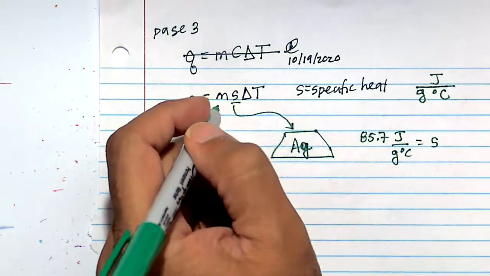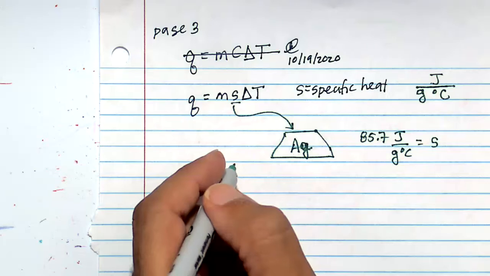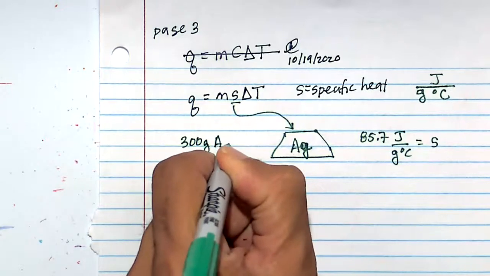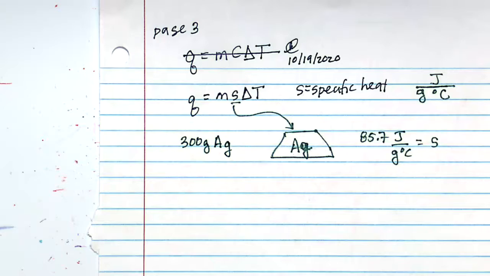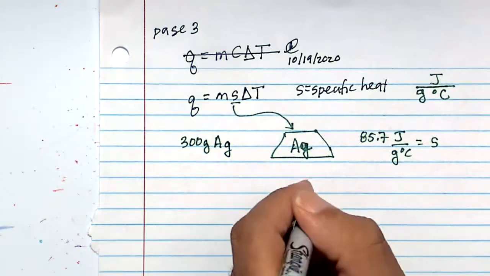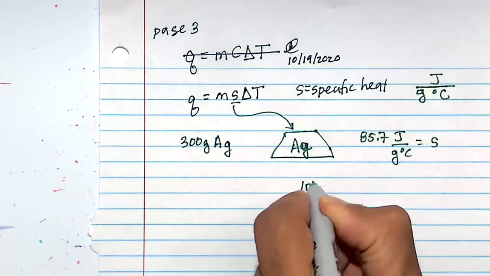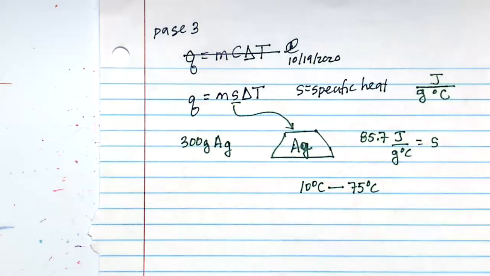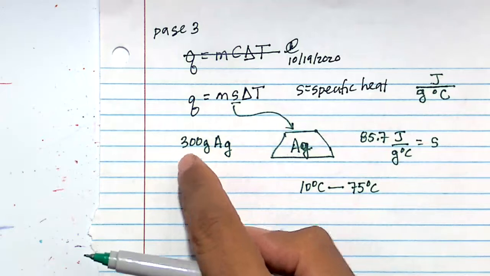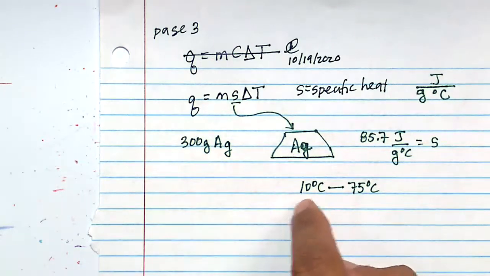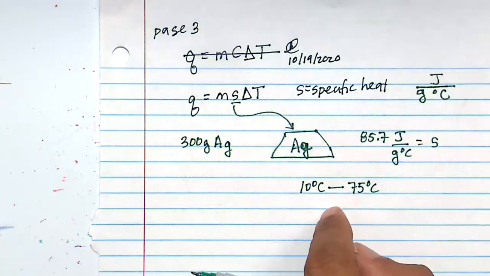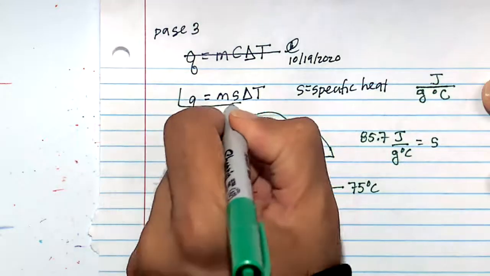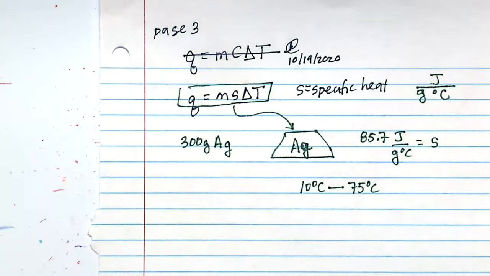So we can use this equation. Let's say we have, I don't know, 300 grams of silver. So my question to you is, how much heat is required to raise the temperature of 300 grams of silver? Let's say it's initially at 10 degrees and we want to raise it to 75 degrees. How much heat Q is required to raise 300 grams of silver initially at 10 degrees, taken out of the refrigerator, and raising it to 75 degrees in the oven? So you can just plug everything in here, and I'll give you this equation also. You do not have to memorize it.